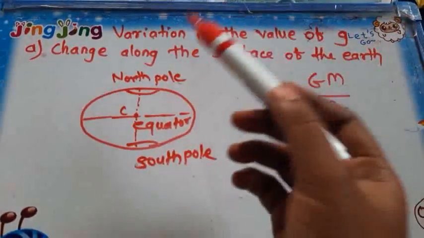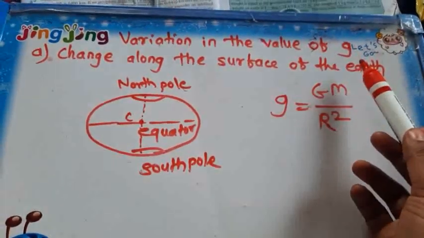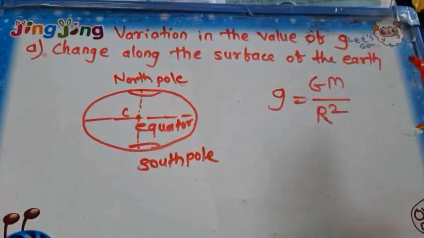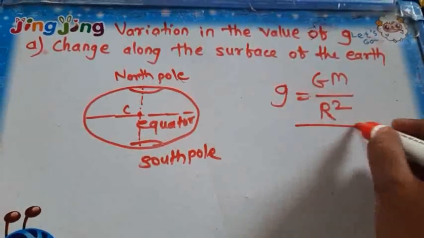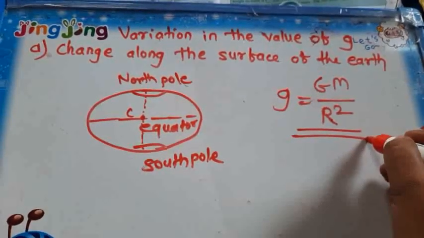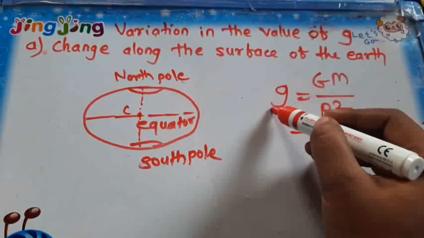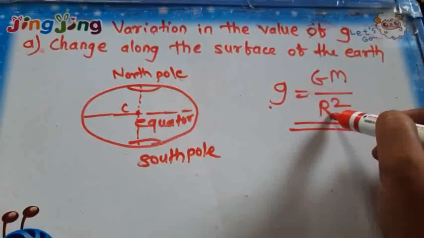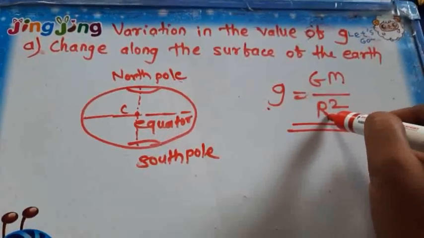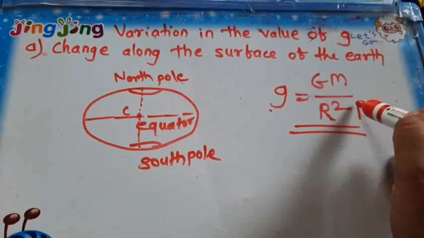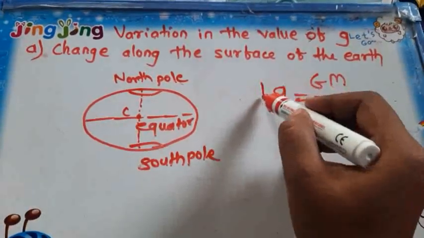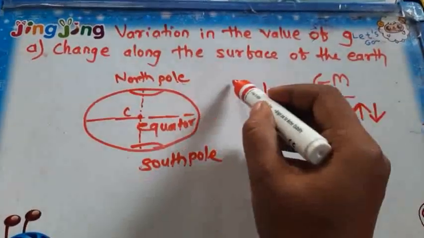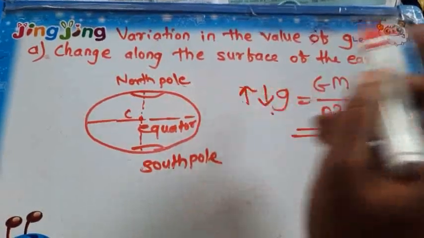Next point is variation in the value of acceleration due to gravity. First point is change along the surface of the earth. Before learning this point, just consider once again the formula of acceleration due to gravity. Acceleration due to gravity is dependent only on the mass of the object and the radius of the object, that is the distance of the object from the center. So if the distance of the object from the center increases, acceleration due to gravity will decrease, and if the distance decreases, then acceleration due to gravity will increase.